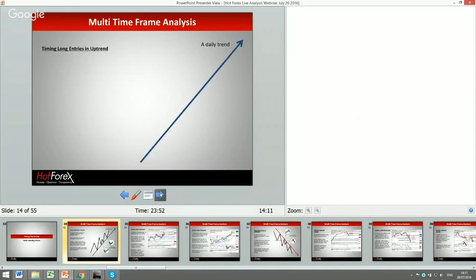Okay, so on the intraday chart, let's just have a look at it again. Let's run it through quite quickly again. So here we've got our daily trend. The intraday is hitting the trend. So we have the same scenario I've just been talking about.